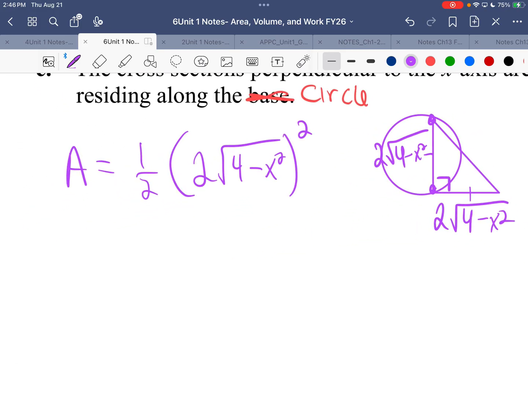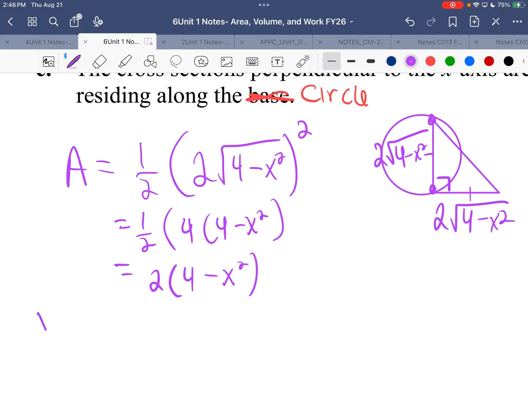Okay, so on this one, what is something you're not going to do because you would never make this mistake, but someone would maybe do? Cancel the 2's out, the half and the 2. Why is that not correct? Yes, we have to follow our order of operations. There's a square. Once you square it, now you can reduce and say the area is 2 times 4 minus x squared. And then our volume is the integral from 0 to 2 of 2 times 4 minus x squared dx.